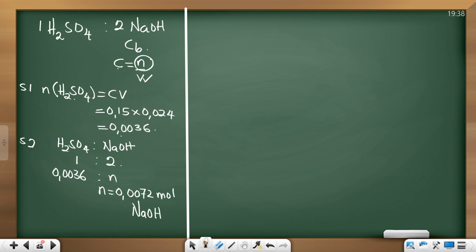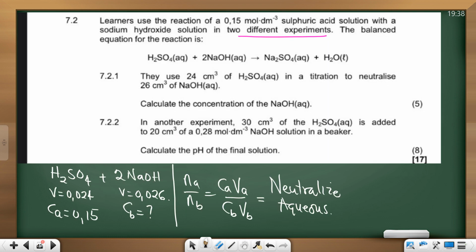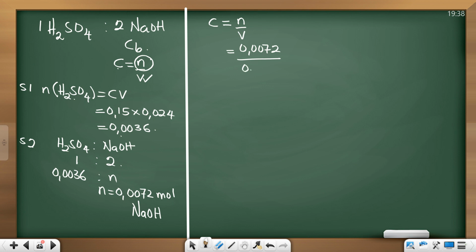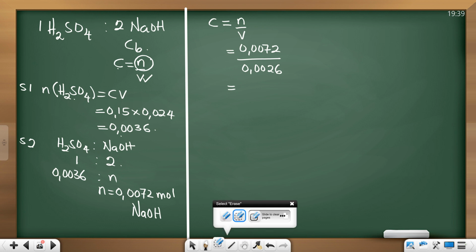Mole of what? NaOH. What am I looking for? I'm looking for concentration. What is C? C equals N over V. What's my N? 0.0072. What is the volume of the base? 26. What do we have? 0.0026. Please confirm. Let's confirm. 0.026, right? All right.